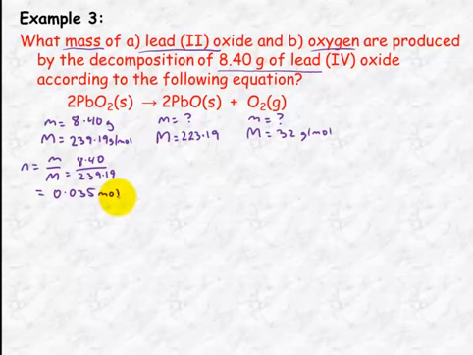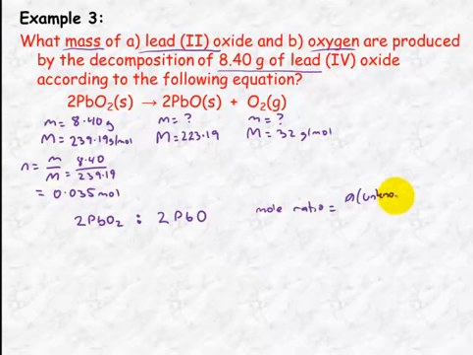We need to look at our mole ratios now. We have 2PbO2 will react with 2PbO. So 2 of these will produce 2 of these, 1 of these will produce 1 of these. So it's a 1-to-1 ratio. So remember, we can work out mole ratio. Mole ratio equals number of mole of unknown divided by number of mole of known, which equals 2 on 2, which equals 1.